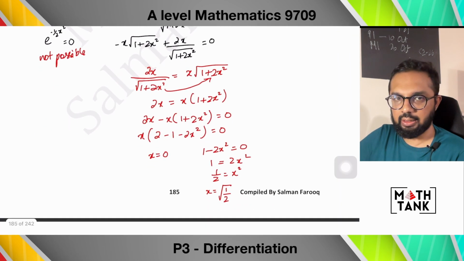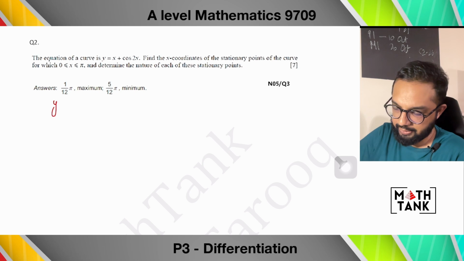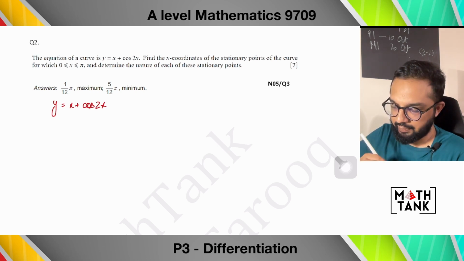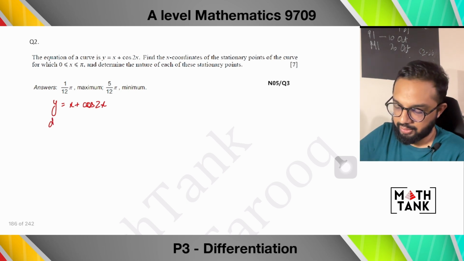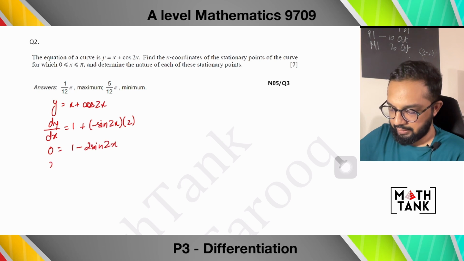Okay, going back, doing question number 2 now. It says the equation of a curve is y equals x plus cos 2x, and find the coordinates of the stationary points of the curve and determine the nature of each of these stationary points. I think that sounds simple. So dy by dx is 1 plus minus sine 2x into 2, set to 0, equals 1 minus 2 sine 2x. So 2 sine 2x should equal 1. Sine 2x should equal half.